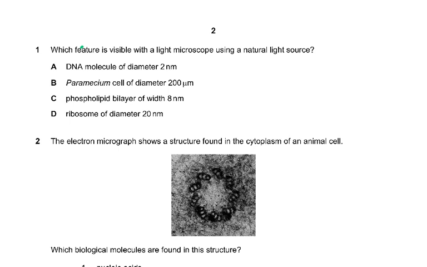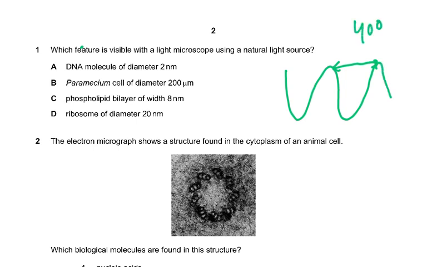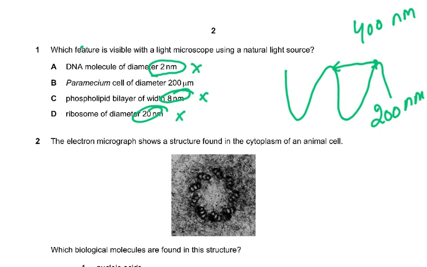Question number 1, which feature is visible with a light microscope using a natural light source? Now you see the wavelength of light is 400 nanometers. So peak to peak, this is 400 nanometers. Now anything less than half the wavelength, so anything less than 200 nanometers, cannot be seen with the light microscope. So this cannot be seen, this cannot be seen, this cannot be seen. So all these answers are wrong. The only thing seen is B, which is something with a diameter of 200 micrometers.